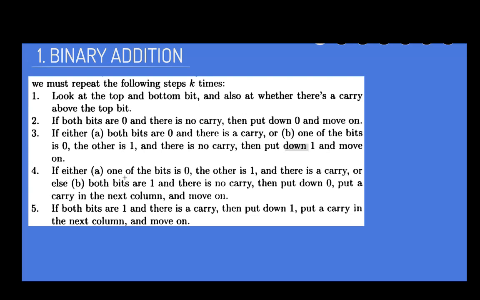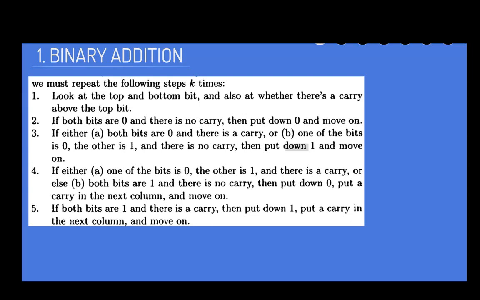Next possibility is that one of the bits is 0, the other is 1 and there is a carry, or else both bits are equal to 1 and there is no carry. In these two cases, the sum will be 2. 2 is represented as 1 0 in binary, so we should put down 0, put a carry 1 in the next column and move on.